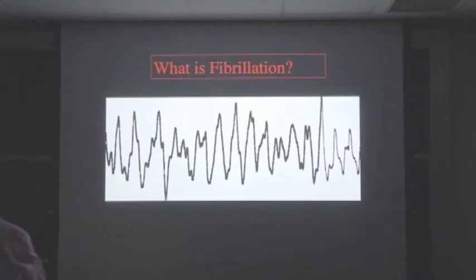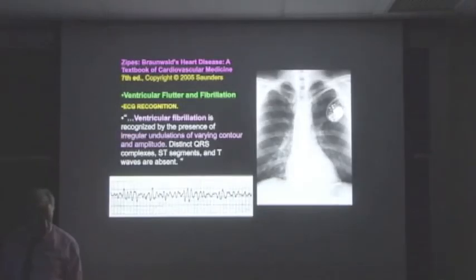But what is fibrillation? What I just showed you is not fibrillation. If you go to Braunwald's Heart Disease, the Bible, this is a scandal, I'm sorry, I have to say this. He has about eight pages on AV nodal reentrant tachycardia, and one sentence on ventricular fibrillation, the big killer in our field. And what does he have to say about it? It's recognized by the presence of irregular undulations of varying contour and amplitude. Okay, that's terrible. I'm sorry.